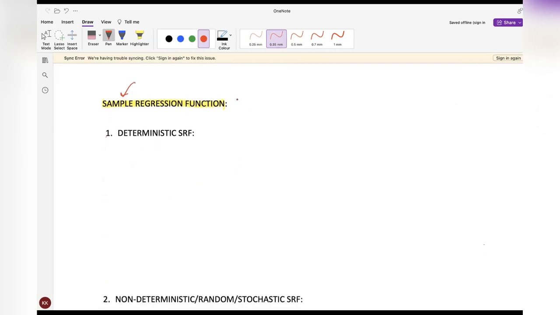So therefore, sample regression function can be referred to as the estimate of PRF on the basis of sample information. And here we need to remember that although this estimates the PRF, it does not estimate the PRF very accurately, right? So this estimation is not always accurate.